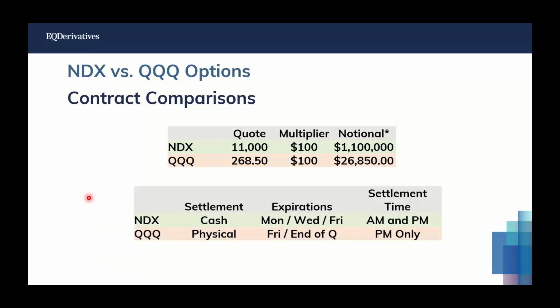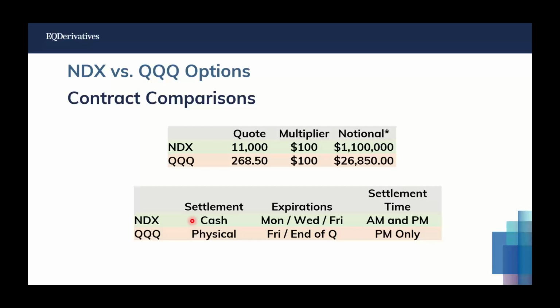And then the QQQ options, we have their Friday options and their end of the quarter, they're always PM settled. NDX options, we've got Monday, Wednesday, Friday, and as I mentioned, AM settled for the third Friday and PM settled as well. One of the things that I really prefer about NDX options, or any broad-based index options versus ETF options, is this cash settlement.